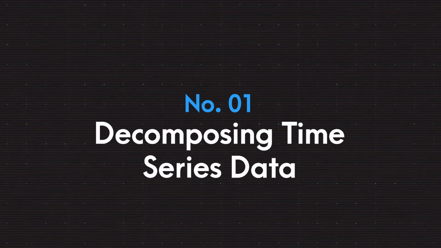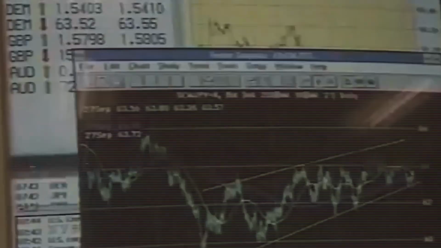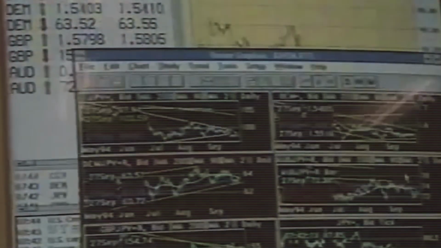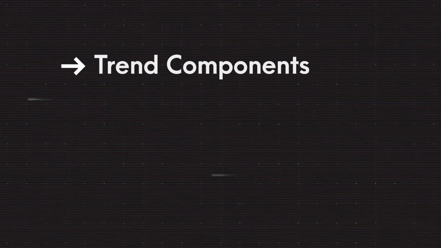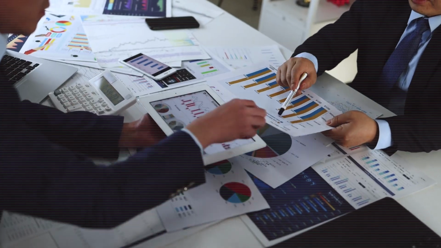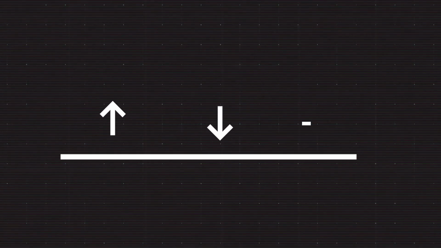Number 1. Decomposing time series data. Breaking down time series data can give us a clearer picture of the market's underlying structure. There are three key components to consider. 1. Trend component. This shows the long-term movement of the data. It helps traders understand the overall market direction, whether it's up, down, or neutral.